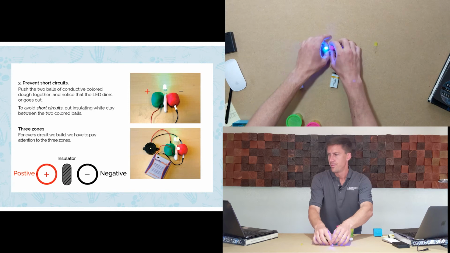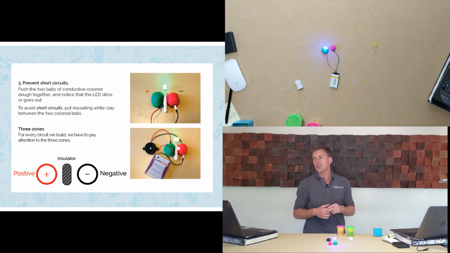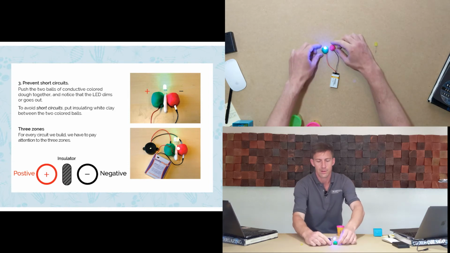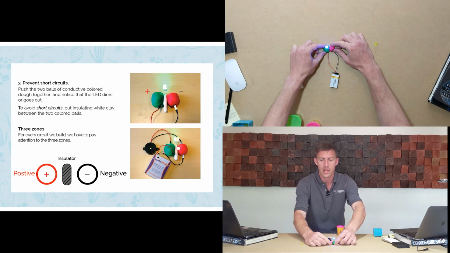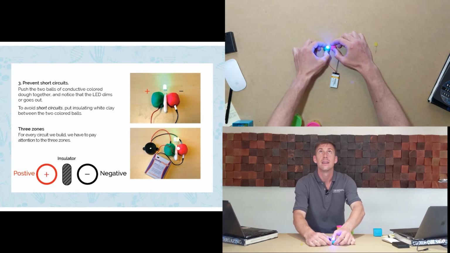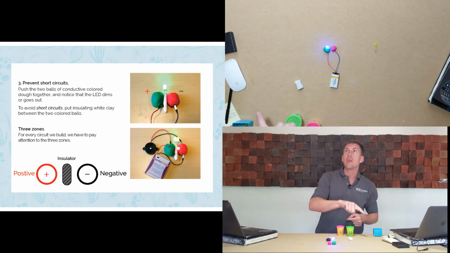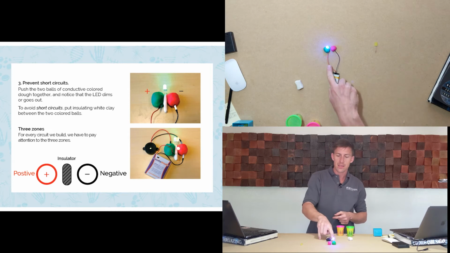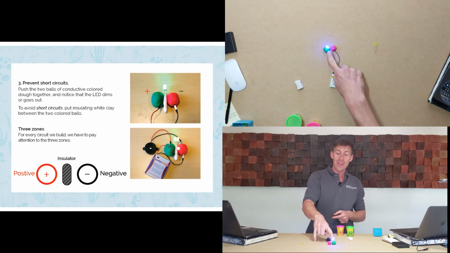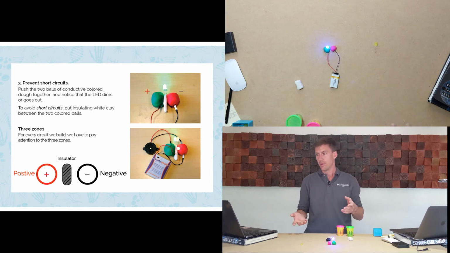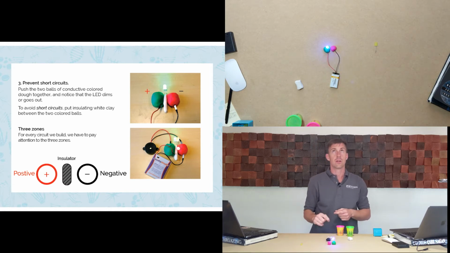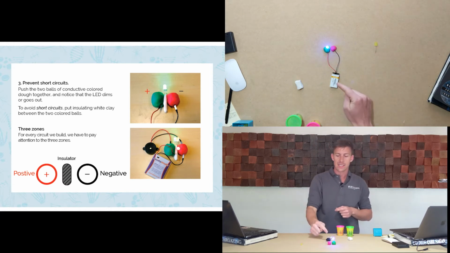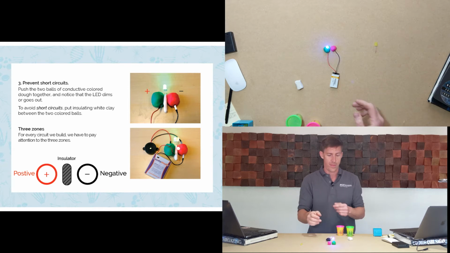There we go. Now it says push the 2 balls of conductive colored dough together and notice the LED dims and goes out. So let's try that really quickly. We push them together, it dims and goes out. Dims and goes out. Now why is that? Well, the electricity wants to go the easiest path from the positive to the negative terminal. And if it can skip the LED, it will do so. But that's called a short circuit, when electricity flows nonstop back to its source, and we don't want that.